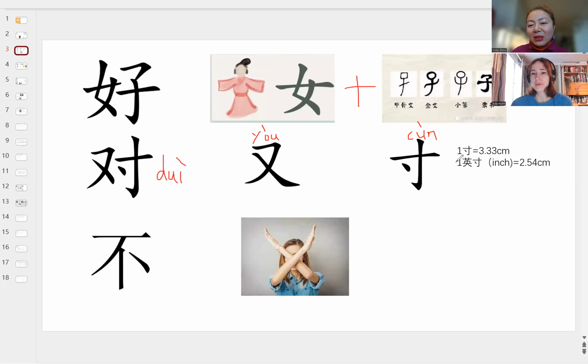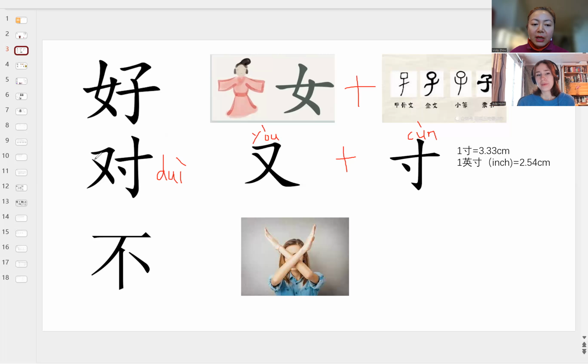我们说中国的寸，中国的寸 is 3.33 centimeters, 3.33厘米。英国的寸, British or in English this inch 是2.54厘米, is different from Chinese the unit of length. 寸 anyway is the unit of length. 寸 we combine these two together. You and 寸 is 对, correct.